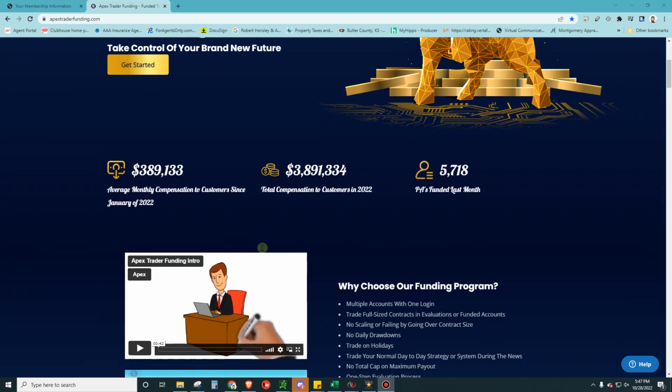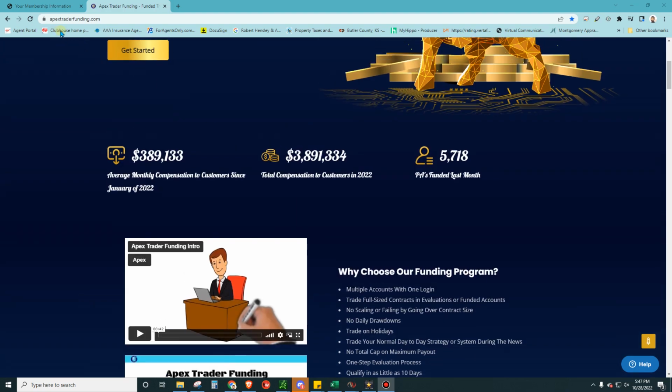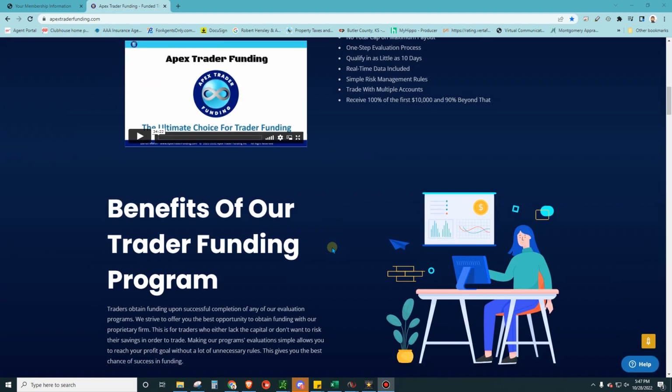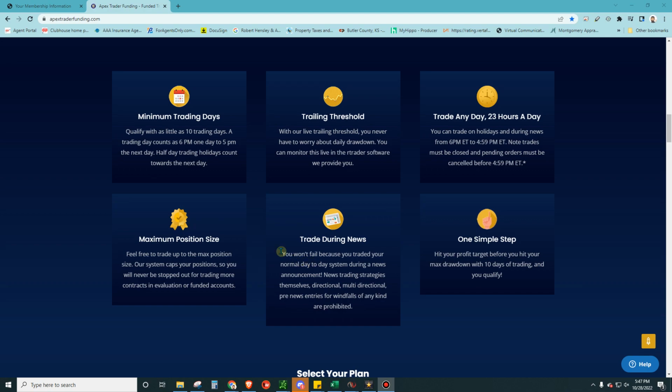So here it is. Step one, go to apextraderfunding.com. The second step is going to be, read all about it. How many trading days do you have to trade in order to qualify? That's 10. Basically, that means you have to trade for 10 days, and the trade is just opening and closing a trade on that day. So say you beat your profit goal in 2 days, you have to wait 8 more days because you have to actually go in and open and close a trade for 8 more days in order to qualify.